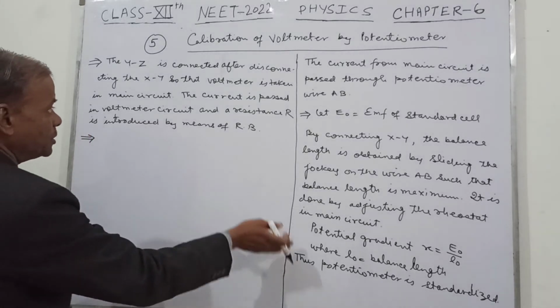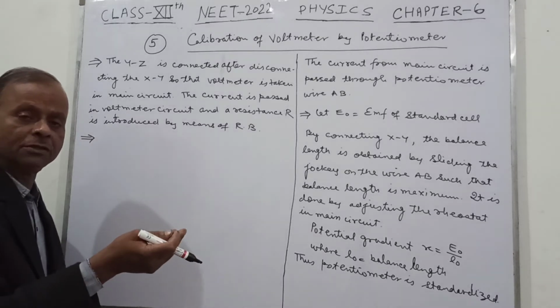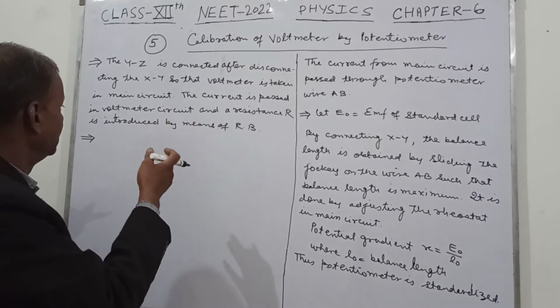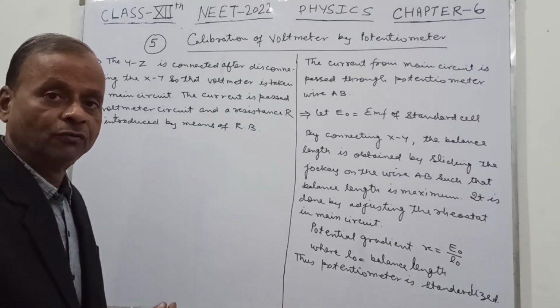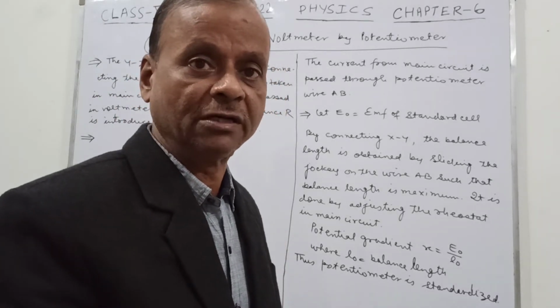So after this, our next step will be that the voltmeter is taken into the main circuit. Then current is passed in the voltmeter circuit and resistance R is introduced. This is how the voltmeter is taken into the main circuit.